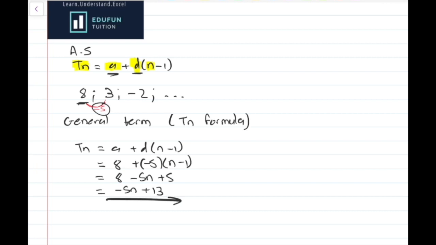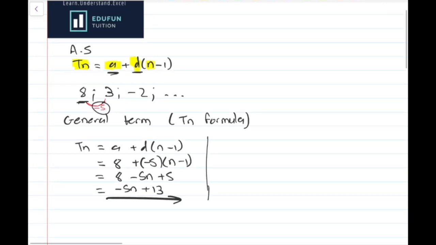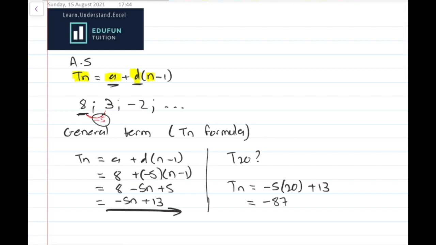Then obviously, if you wanted to find, let's say, the 20th term, let's say we want to find term 20, all you're going to do is take that 20 and sub it in place of n. So your 20th term would essentially be minus 5 into 20 plus 13. And that's it, done there. That should be an easy one. So minus 5 times 20 plus 13 is going to give me minus 87. Minus 87, done. Okay, so that's just taking us back to our arithmetic sequence.